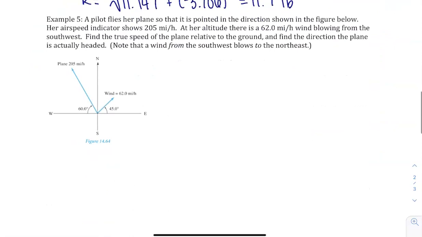So I want you to look at example 5. Before we even do anything, which quadrant is the answer going to be in? Hopefully by looking at these two pictures, you realize that the answer is going to be in quadrant 2.